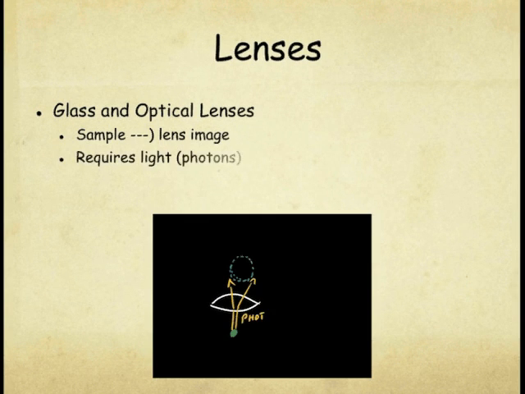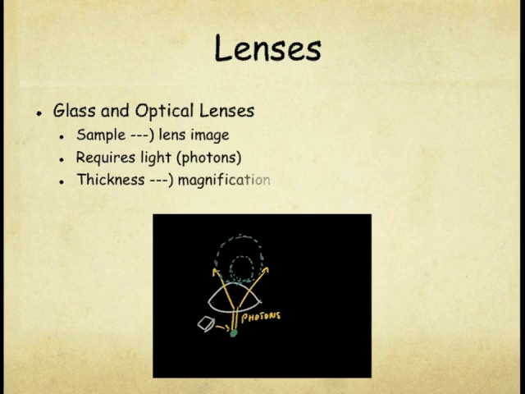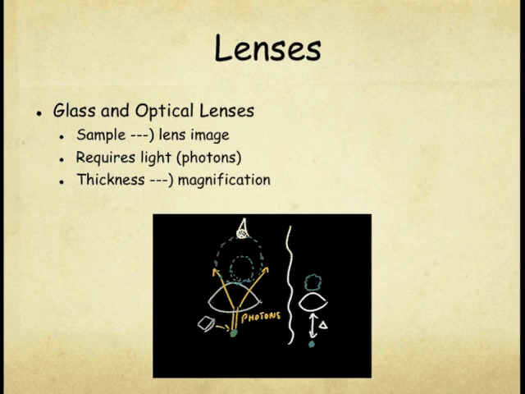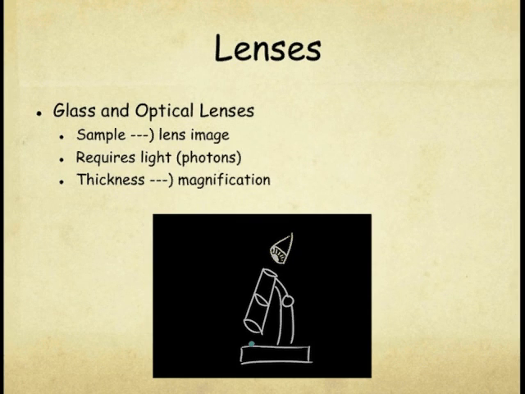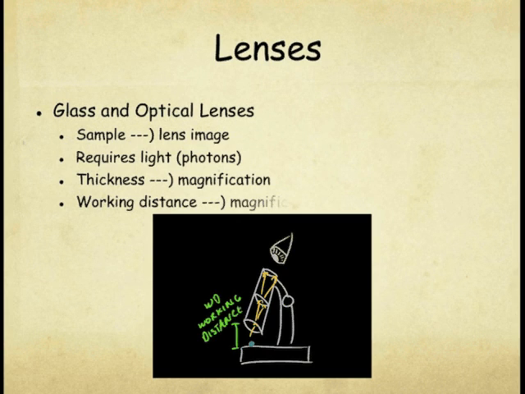So, glass lenses, and all optical lenses for that matter, require the use of a light source. Secondly, lenses of different thicknesses have different strengths or magnification factors. Thirdly, changing the distance between a glass lens and the object being observed will result in a change in magnification and focus. So, if we wanted to look at something with an optical or glass lens at different magnifications, we would have to have multiple lenses and be able to adjust the working distance, the distance between the sample and the lens.